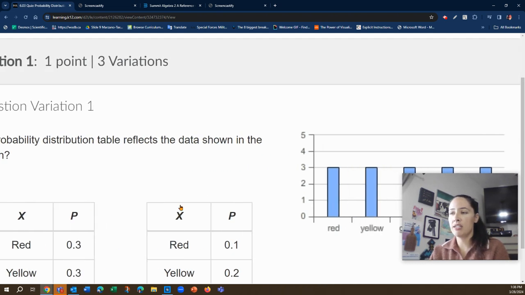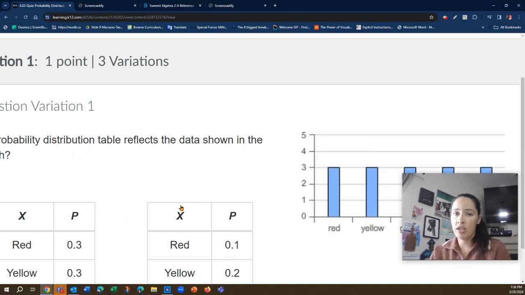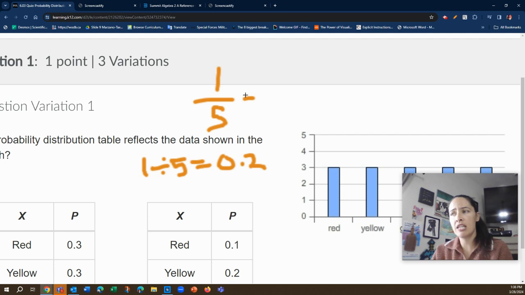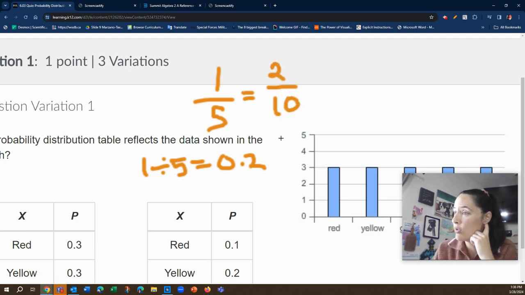So it's in a decimal. 1/5 is 2/10. You can use a calculator. You can type 1 divided by 5, and you will get 0.2. But you can also think about number sense here, friends. Let's think about our number sense. 1/5 is equivalent to 2/10. Well, guess what? That is the name of that number.